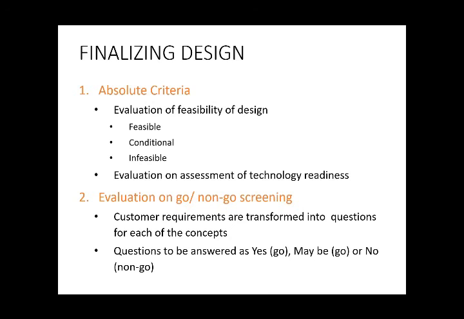Finalizing the design is done by various methods. First is by absolute criteria. In absolute criteria, we evaluate the feasibility of the design process. We consider all the design alternatives, all the parameters and conditions, and then check whether the design concept or solution is a workable design or not, whether it is a feasible solution, or whether it is a conditional solution.